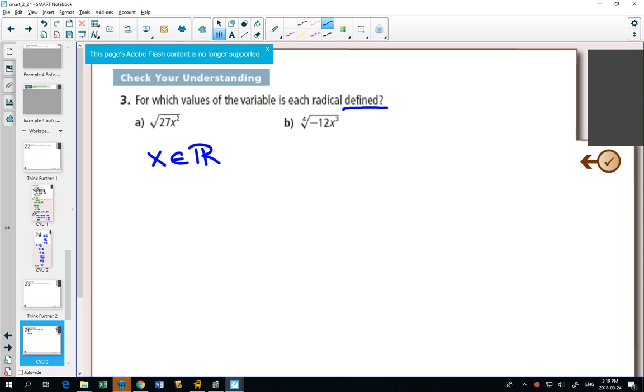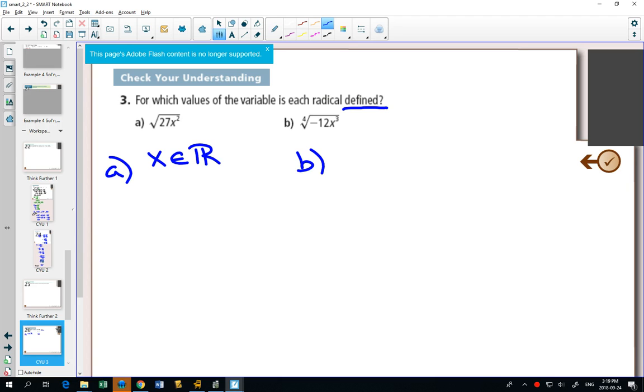Every number works for A, because no matter what number I plug in, the inside will be positive, and the only thing you can't do with square roots is take the square root of a negative. For B, the index is even again. So anytime we have an even index, we can't take the square root, the 4th root, the 6th root of any negative number.